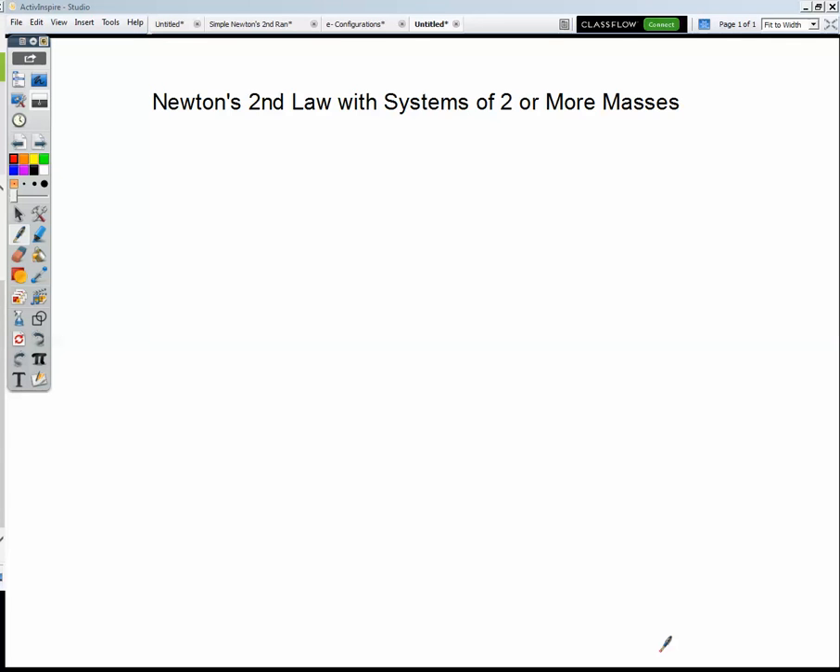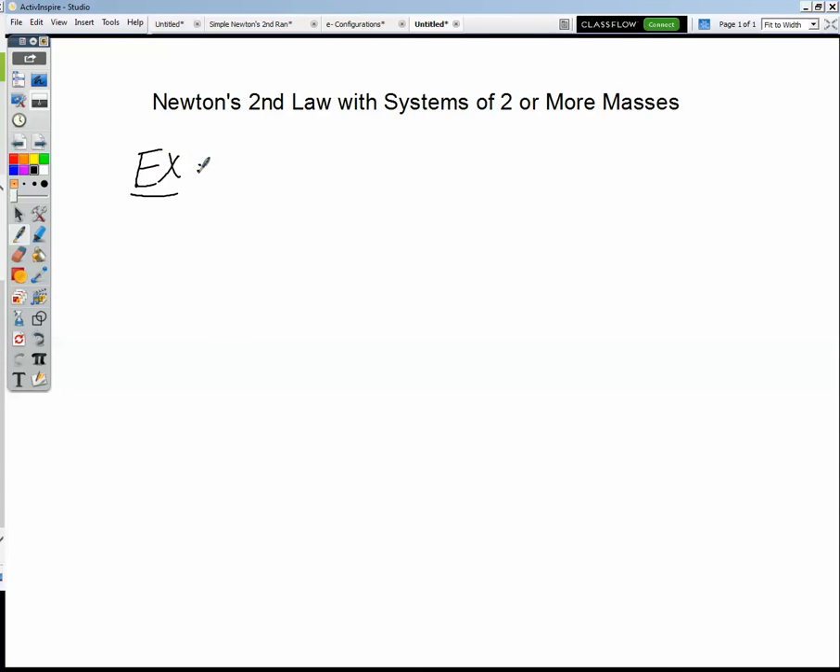Hi all, up to this point we've applied Newton's second law with just one mass, moving left or right or up or down or in two dimensions. Now let's take a look at how we deal with applying Newton's second law to systems with two or even more masses. So let's just start right out with an example problem.